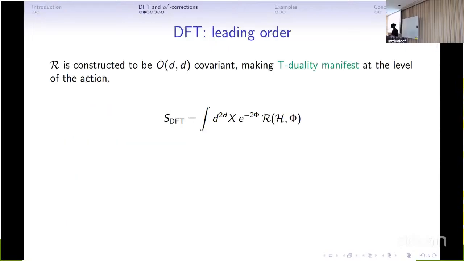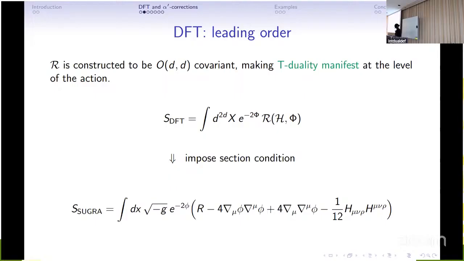So DFT and alpha prime corrections, let's look into it. All right, at the leading order, this is the DFT action that we have here. As you can see, everything is double. The H and the d that we have here are the generalized DFT metric and the generalized dilaton. This action makes the duality manifest even at this level. Everything is O(D,D) covariant. Now, in order to go back to the good old supergravity that we know, you impose something called the section condition, and that takes you back to the supergravity level, which is something that we are very familiar with.